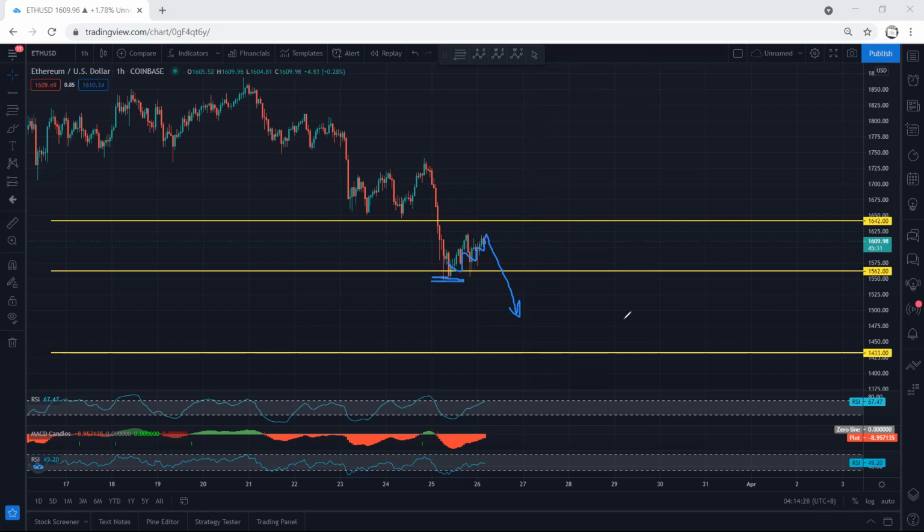We want to see how deep this one can go, whether it can retest this level or not. Okay, in this case, we just follow the chart.